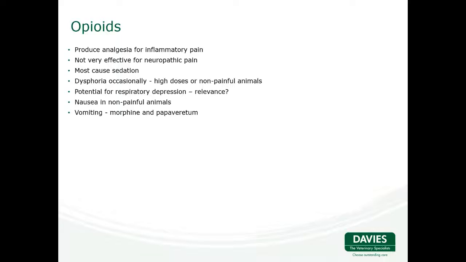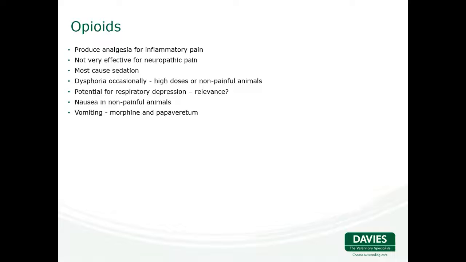They're very effective analgesics for inflammatory pain, so that's general kind of surgical pain. They don't work for neuropathic pain, and neuropathic pain, which we don't have time to go into, is basically damage to the nervous system. So if a nerve's been transected or a disc is smashed into the spinal cord, they work for inflammatory pain, but not neuropathic.